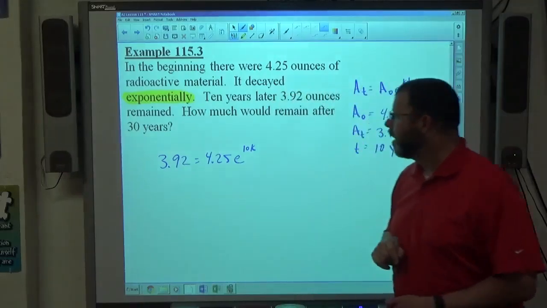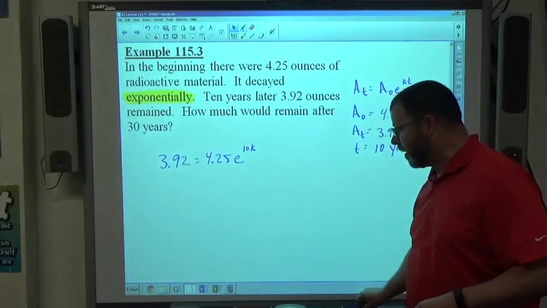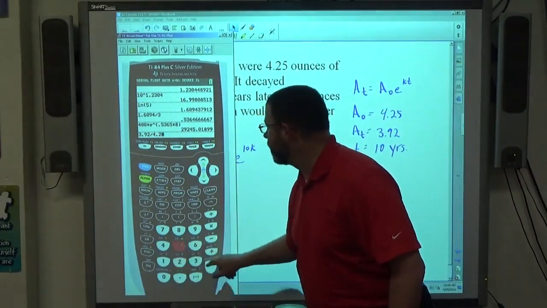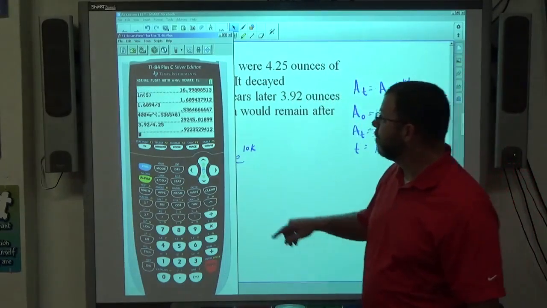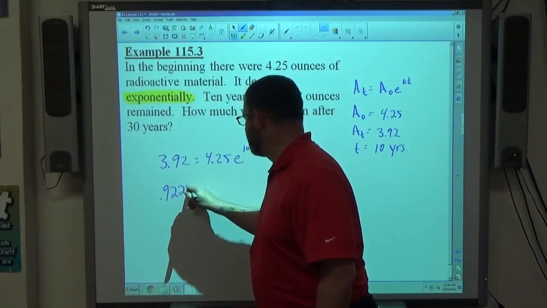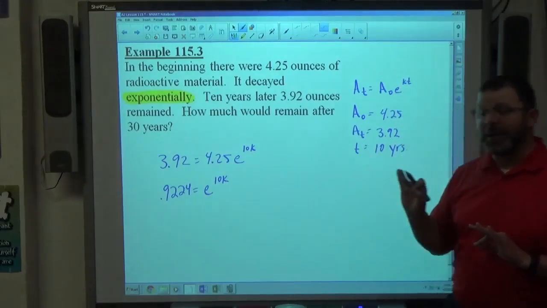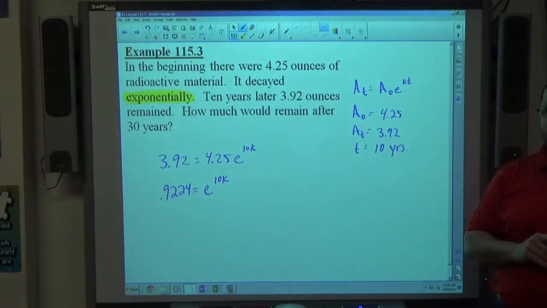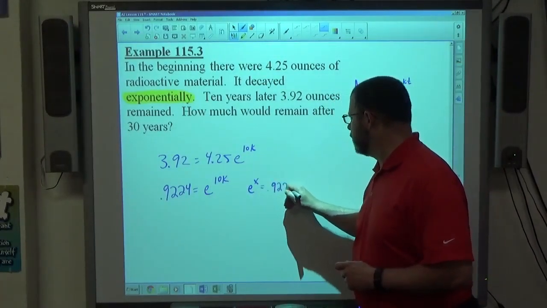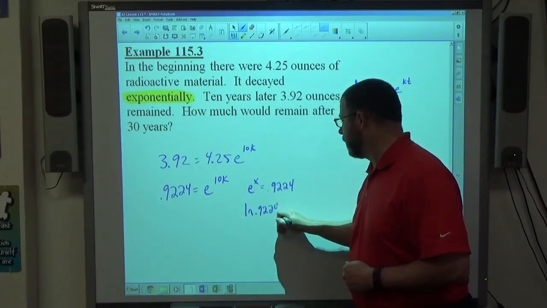Once again, I've got a number in front of e to the power, so I want to divide by that number, even if it doesn't divide pretty. So 3.92 divided by 4.25 comes out to 0.9224 equals e to the 10k power. Once again, I want 0.9224 to be written as e to a power. So I'm going to say e to the x equals 0.9224, which means that ln of 0.9224 is equal to x.